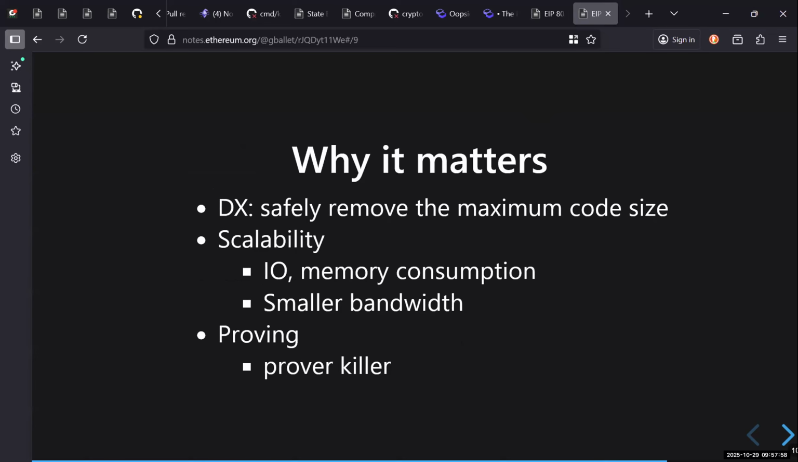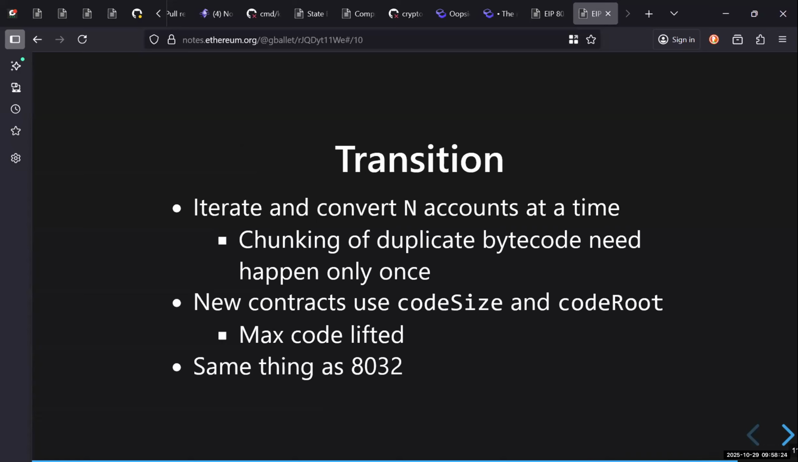So, already covered most of that. Better developer experience, better scalability. You don't have to load a lot more code inside memory. There's potentially smaller bandwidth because of witnesses being smaller as well. And it removes an attack vector. There's still the concept of transition. In fact, it's exactly the same as the one in EIP-7702. They can both be done at the same time with exactly the same complexity. And it's just about calculating the code size and the code root. And then, of course, every new contract will already, upon creation, activate this and lift the max code size. That's pretty much it.